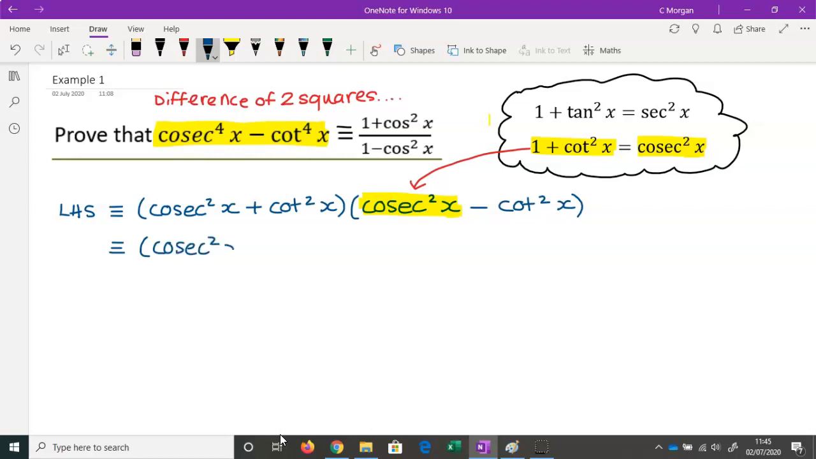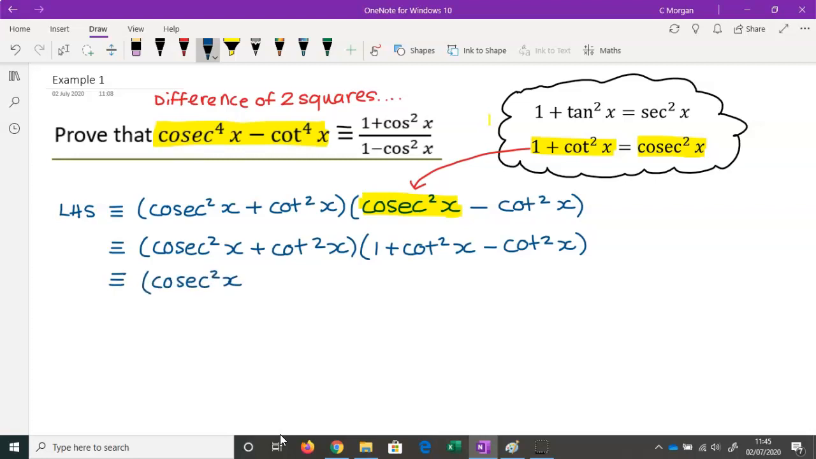And if I do that, I've got my first bracket multiplied by 1 add cot squared x subtract cot squared x. And you'll notice that that second bracket cancels out to 1. And I'm going to write that to make that very clear that that's what happens. Well, that makes everything a lot easier to handle.